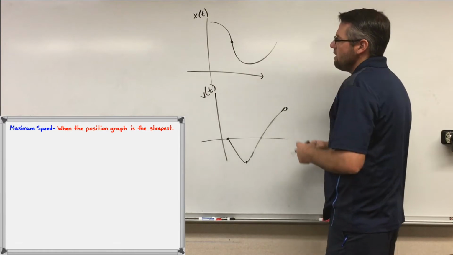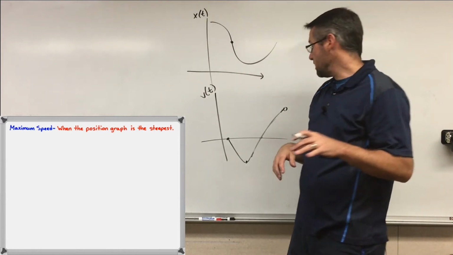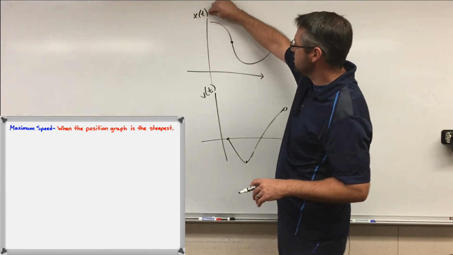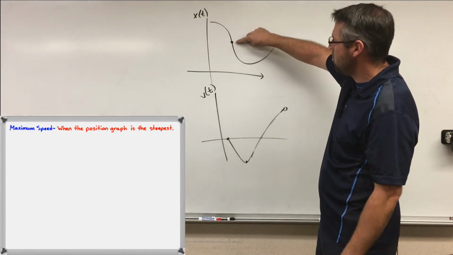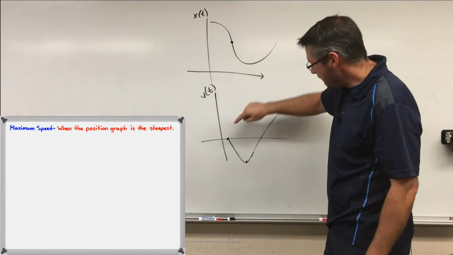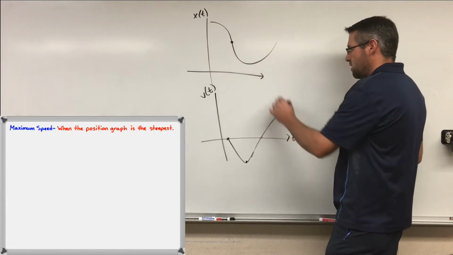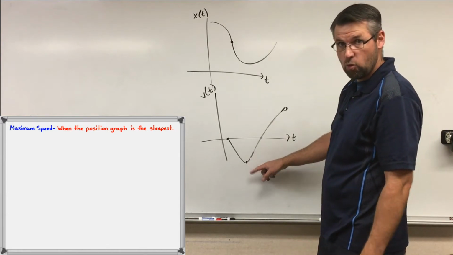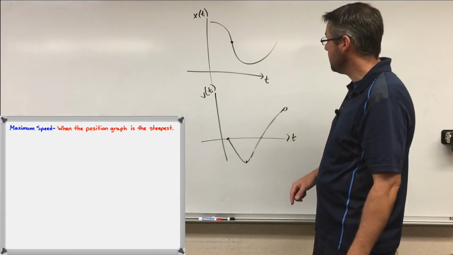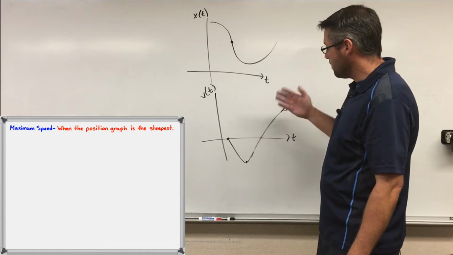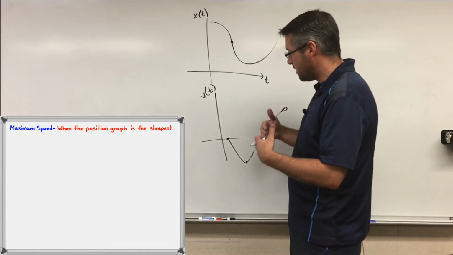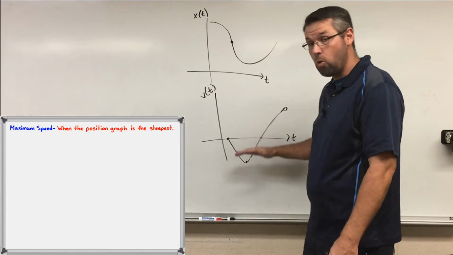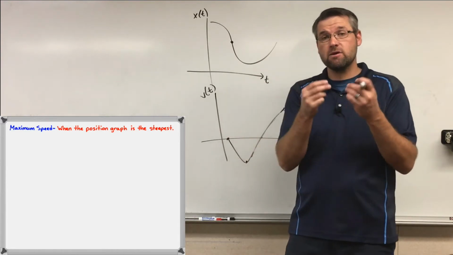Okay? I'm looking for maximum speed. So again, maximum speed in the context of a position time graph is going to be the steepest point. But if we're looking at a velocity time graph, then we are looking at, in this case, the lowest point, or maybe the highest point. Okay? So remember, because speed is the absolute value of velocity, we have to look at the highest point or the lowest point, and then we have to compare the two.